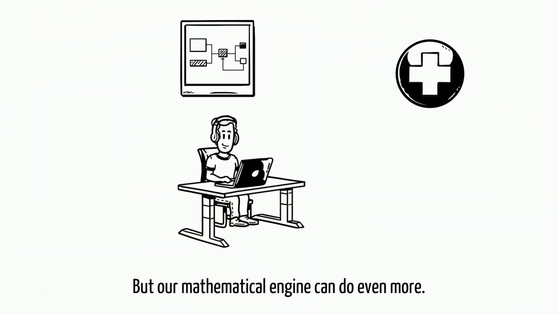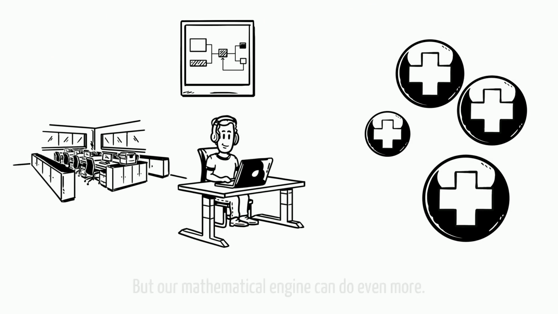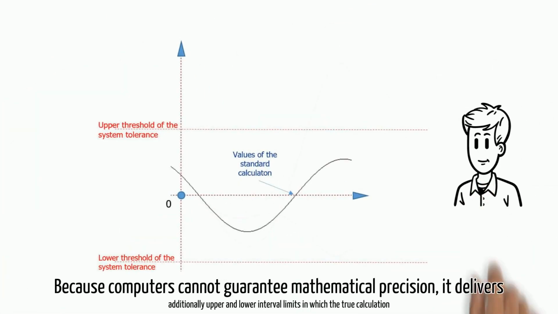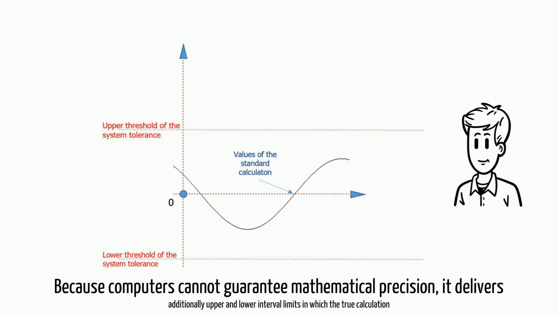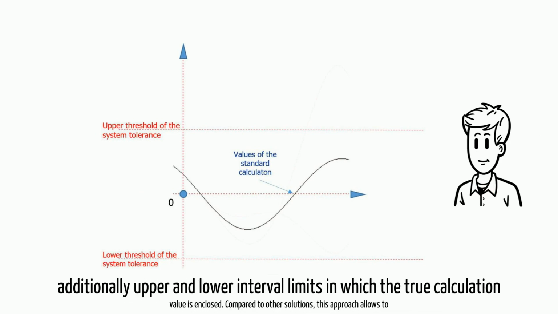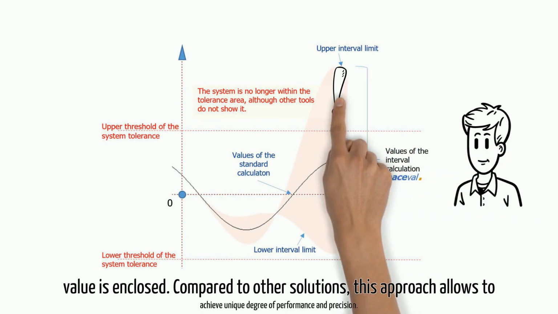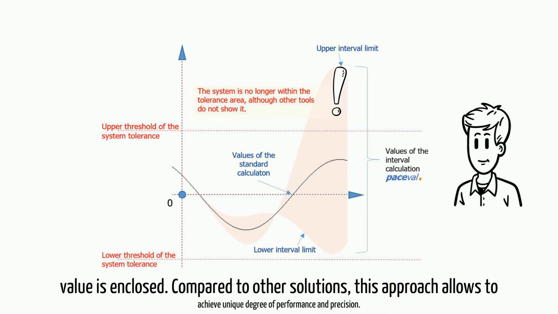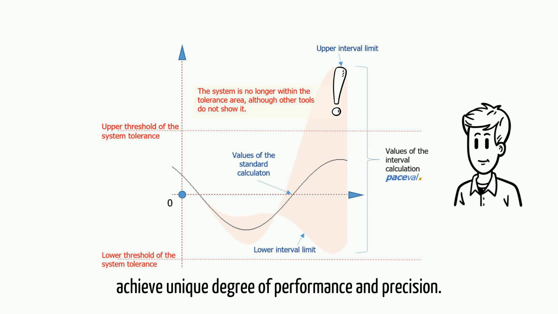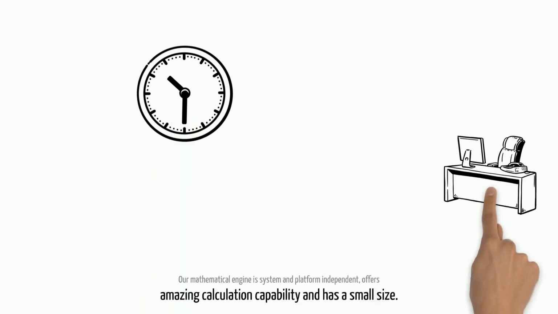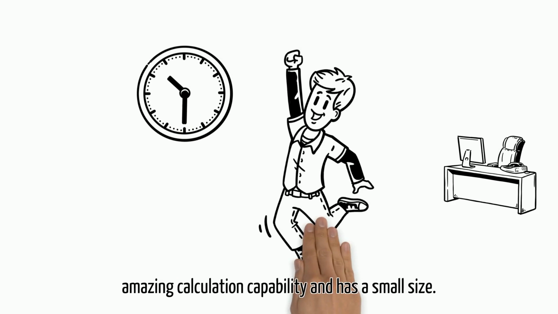But our mathematical engine can do even more. Because computers cannot guarantee mathematical precision, it delivers additionally upper and lower interval limits in which the true calculation value is enclosed. Compared to other solutions, this approach allows to achieve unique degree of performance and precision. Our mathematical engine is system and platform independent, offers amazing calculation capability, and has a small size.